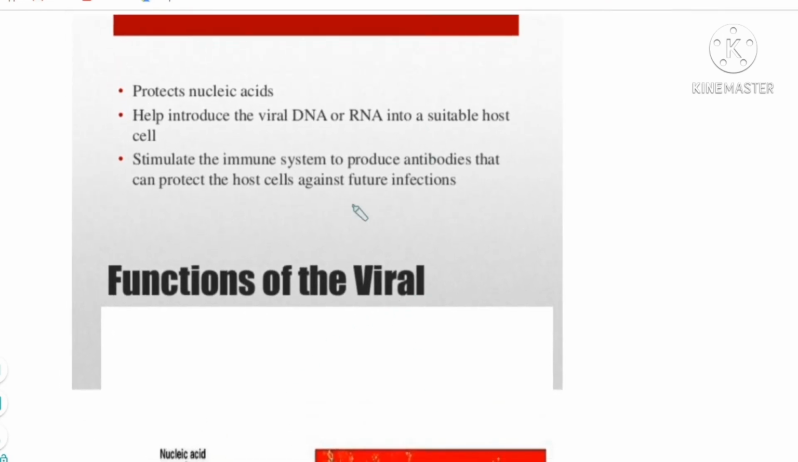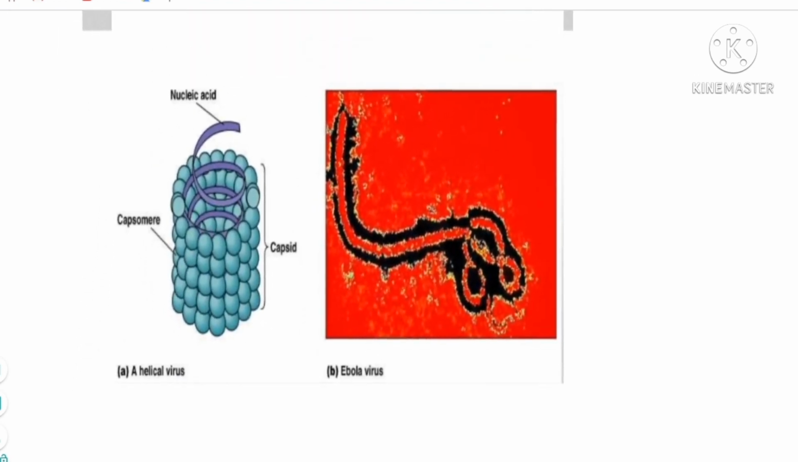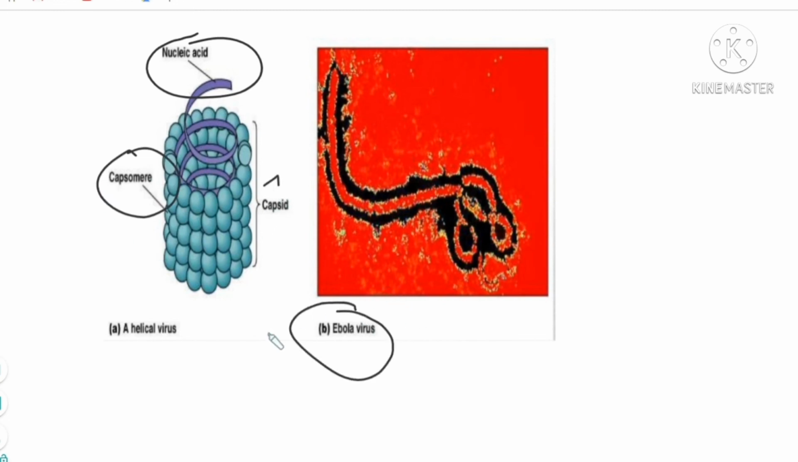What is the actual function of this capsid? It protects the nucleic acid. The second is to help introduce the viral DNA or RNA into the suitable host. It's the second function of the capsids or capsomers. Third, it stimulates the immune system to produce antibodies that can protect the host cell against future infections. This is the third function of the virus capsid. And here you can also see the nucleic acid, and these are the capsomers, and this is the capsid. This is actually the Ebola virus.